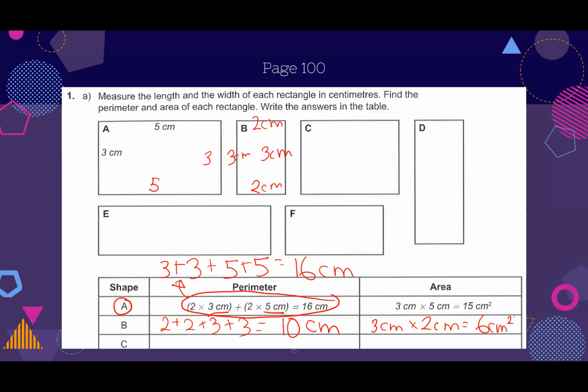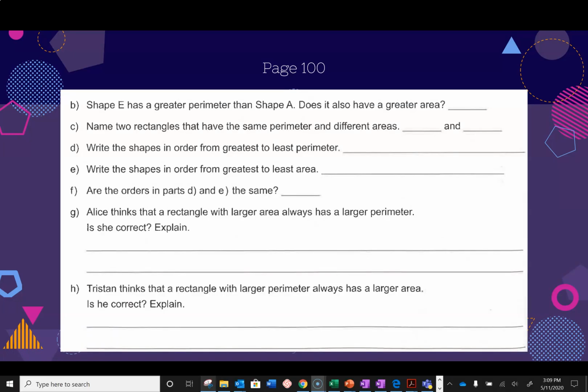I would like you to complete the remainder of this chart all the way to rectangle F. When you have finished part A, please do the remainder of page 100. I will read each question for you, but we won't solve these questions together. B says, shape E has a greater perimeter than shape A. Does it also have a greater area?